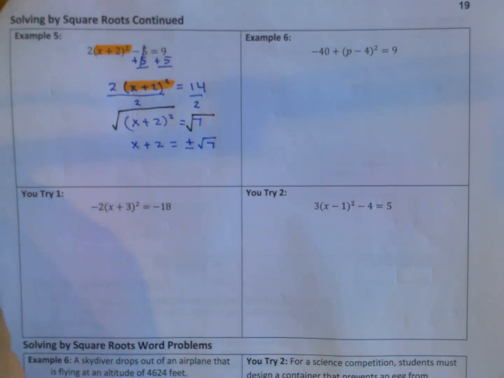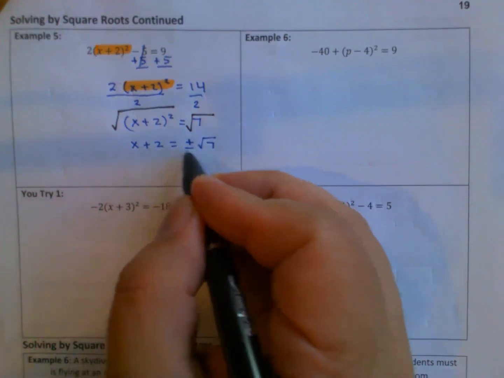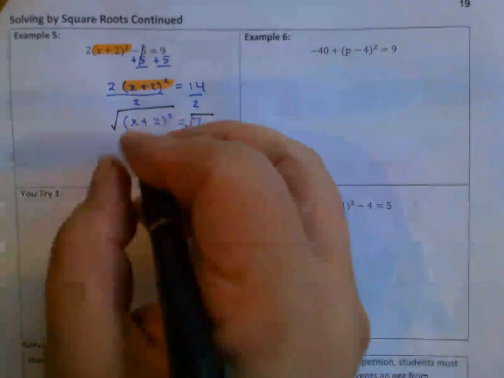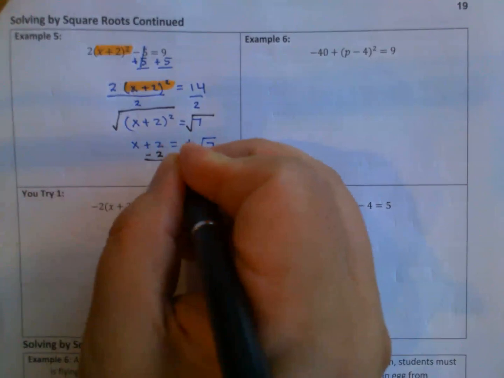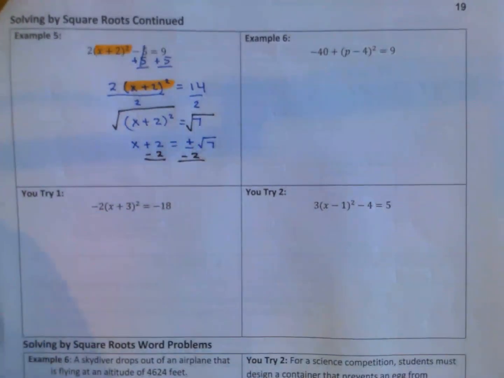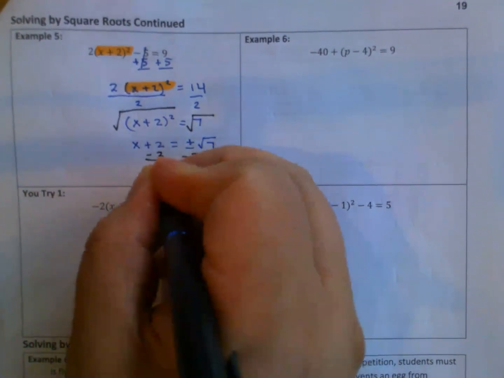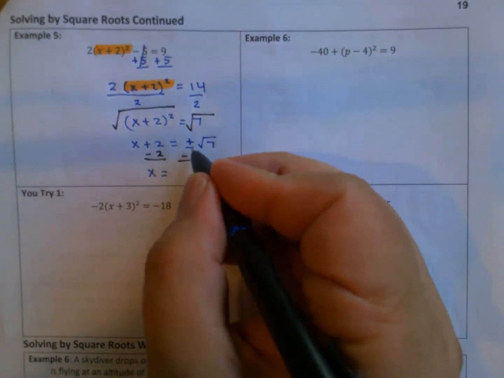And finally, we do have two possible answers, but the x isn't by itself. So I'm going to subtract the 2 from both sides. And just like that, look, the x is by itself. Now, remember, there's a plus and a minus.